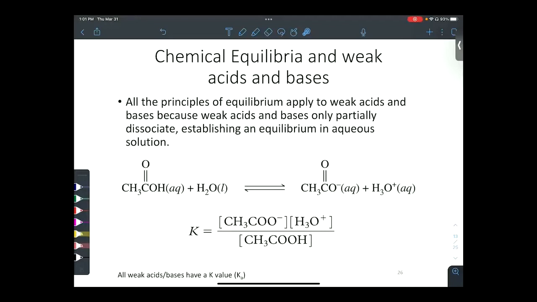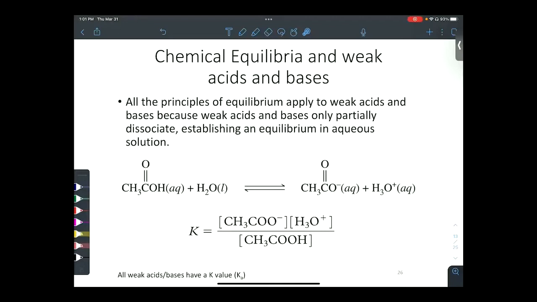Doesn't that kind of sound like chemical equilibrium? And it's because it is. Weak acids and weak bases do exhibit chemical equilibria. And so here is the equation for the weak acid. What is this? Acetic acid. Okay, so when we add acetic acid into water, it's one of our weak acids because it's not one of the strong six.